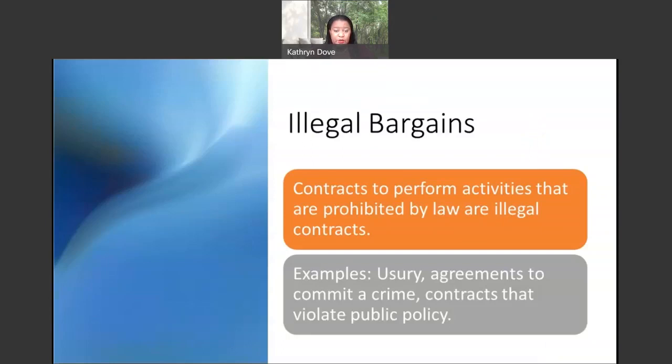Again, an illegal agreement would be one that violates public policy, a loan that is usurious, or anytime you have an agreement to commit a crime, that is void. Neither party can enforce an agreement like that.